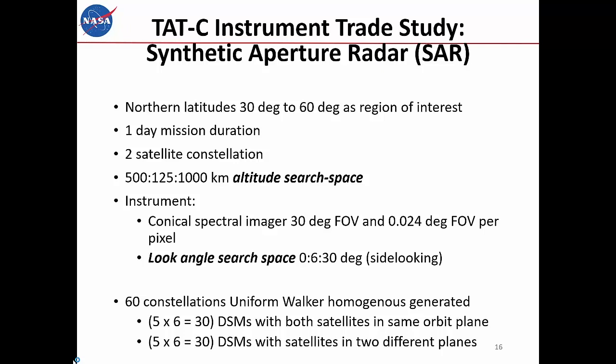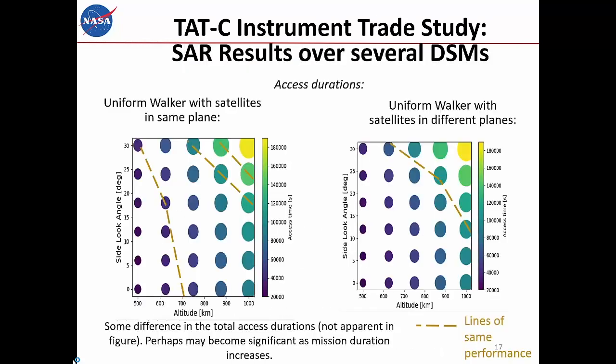What we varied was altitude between 500 and 1,000 kilometers, and the look angle, which is the angle at which the spacecraft is looking in the sideward direction, between 0 and 30 degrees. We considered 60 Walker constellations, which are homogeneously spread around the Earth, about half of them in a single orbital plane and another half in 2 different orbital planes.